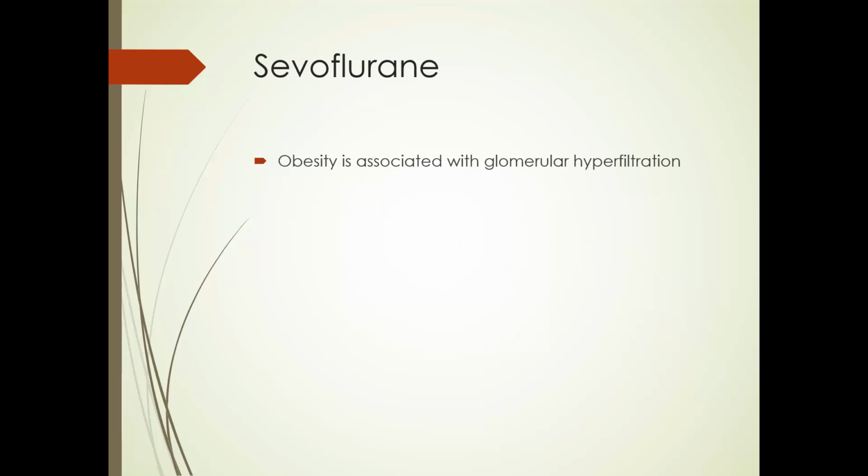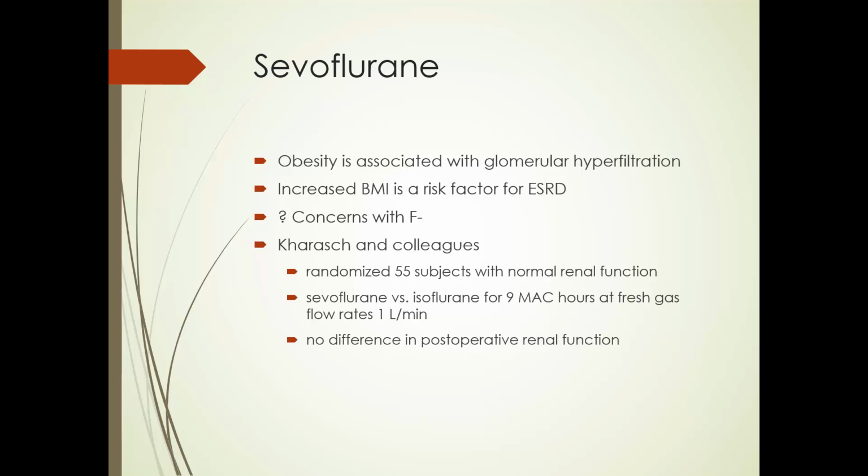Obesity is associated with glomerular hyperfiltration, and increased BMI is a risk factor for end-stage renal disease. So that raises a concern for halides, the fluoride ion that sevoflurane has. It has more fluoride than iso and desflurane. Kharasch and colleagues did a randomized study of 55 subjects with normal renal function. They did sevo versus ISO for 9 MAC hours at fresh gas flows of 1 liter a minute. There was no difference in post-op renal function.